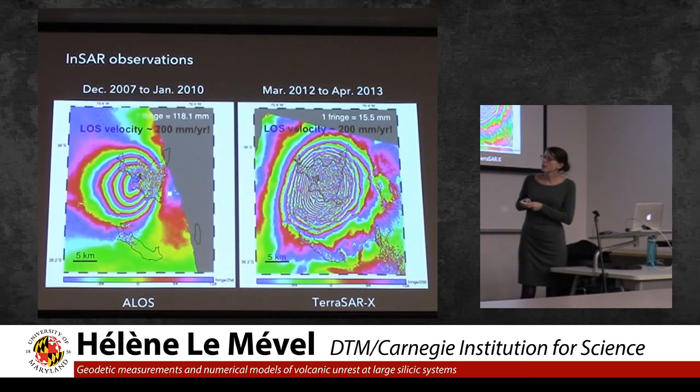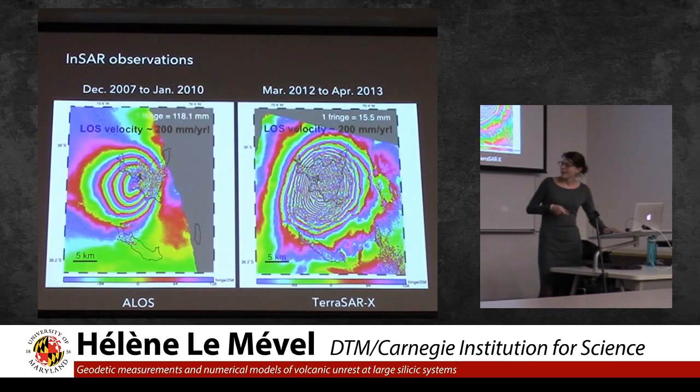So again, the rate is about 200 millimeter if you were to count the fringes. This one is from TerraSAR-X. So this is a different wavelength, one fringe being 15.5 millimeter. Again, this is 1 year, you would get to about 200 millimeter per year. So this is really a huge rate of uplift. So we were very surprised to measure deformation for all these years, and it is still ongoing nowadays, but I'm going to show you some time series later in this talk.